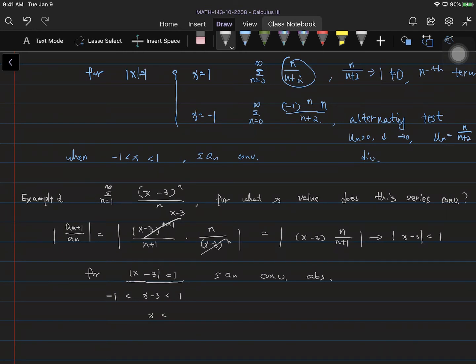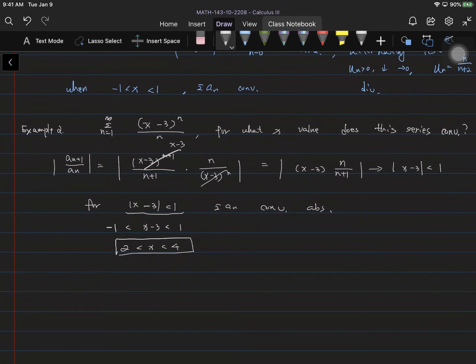So on the right side, x less than 4. On the left side, -1 plus 3 should be 2. Is that right? So for x greater than 2 and less than 4, the series converges. Okay, we box this answer.